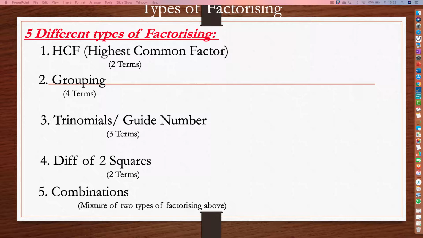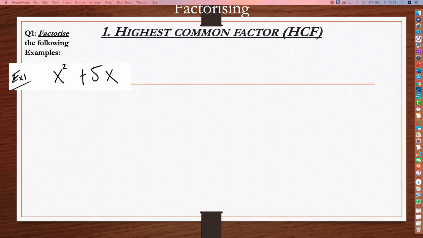The whole thing about 2 terms is very, very important. What I mean by 2 terms is, for example, if I ask you to factorise x squared plus 5x, that's 1 term, 2 terms. So 2 different terms. Factorising with the highest common factor is literally taking out the thing that's most common to both. So what should that be for x squared plus 5x?